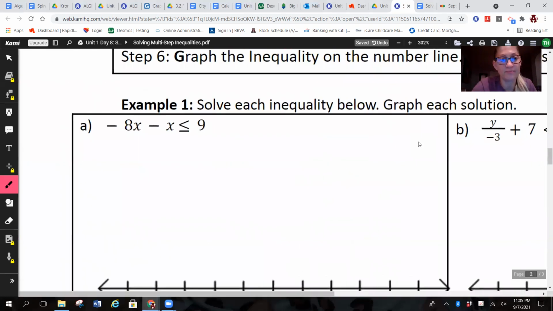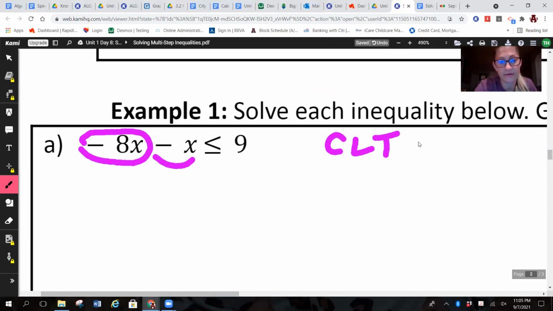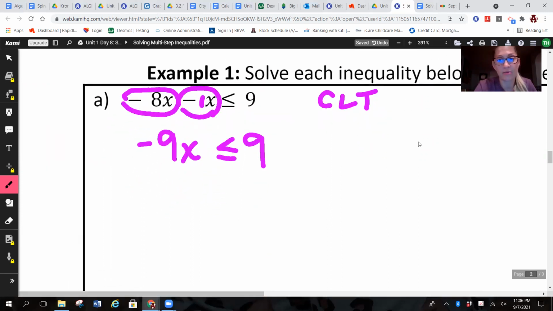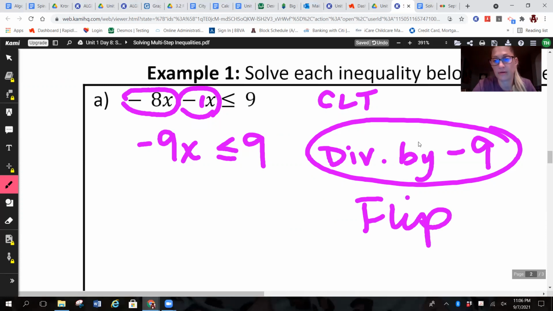All right, number one. First is going to be combine like terms on the same side. So negative 8, minus 1 makes negative 9. Negative 9x is less than or equal to 9. Now I'm going to divide by negative 9. Anytime I divide by a negative number, I remember to flip the sign. Here we go.